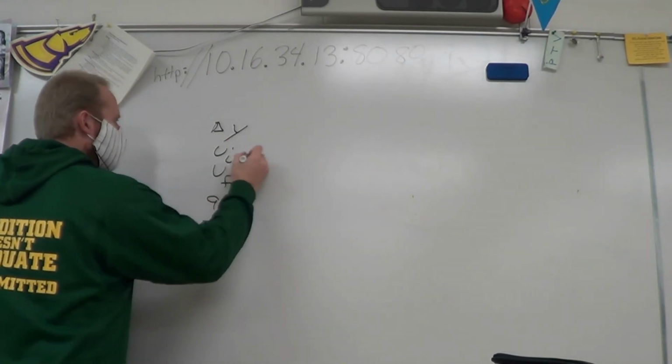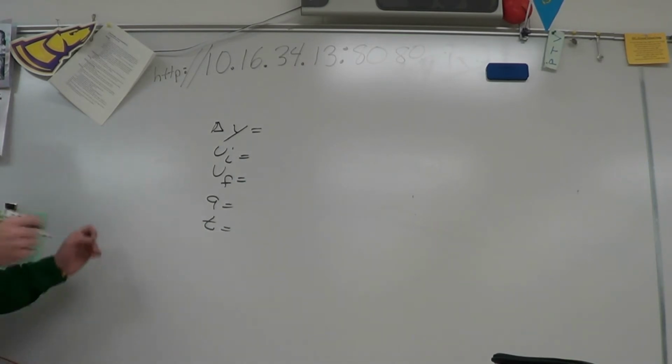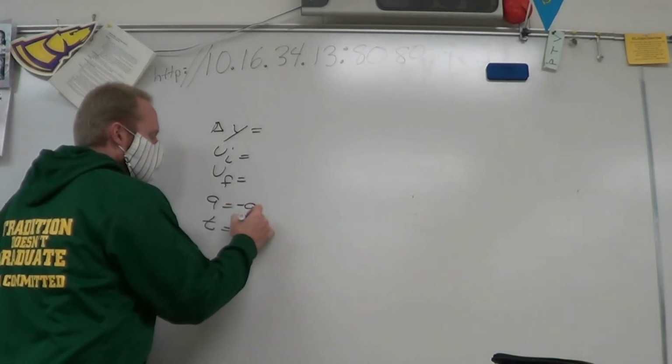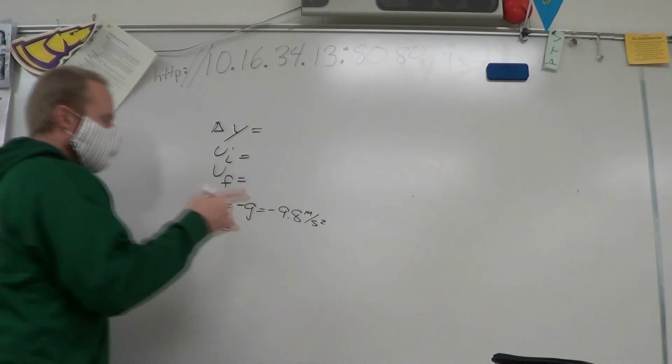Is this puck moving at a constant velocity? No. Cross that off, right? Is this a free fall problem? Is the only force acting on the hockey puck once it leaves the table gravity? Yes. Therefore, the acceleration is going to be negative g, which is equal to negative 9.8 meters per second squared because we're on Earth.